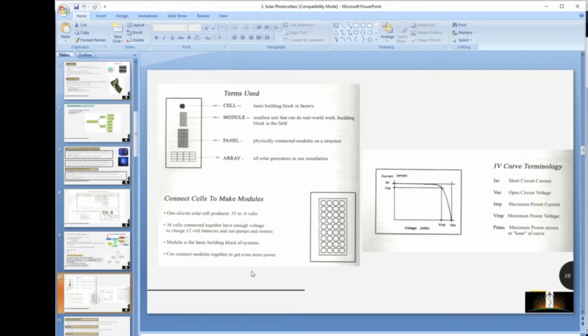Now, Pmax is nothing but the power, which is basically the multiplication of voltage and current. So Pmax is nothing but a multiplication of voltage and current.